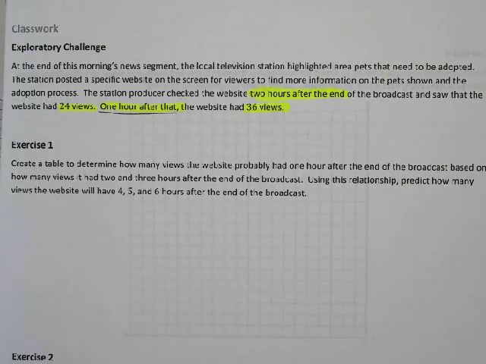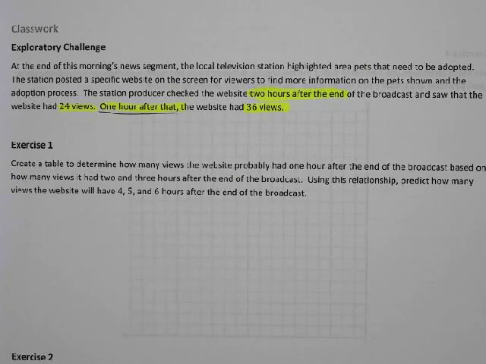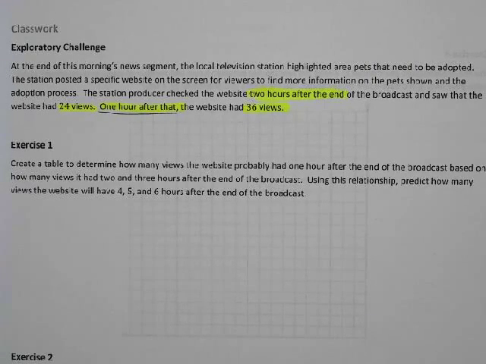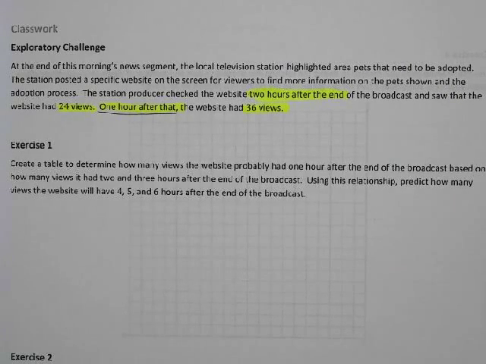Lesson 15 in the book starts with an exploratory challenge. It states at the end of this morning's news segment, the local television station highlighted area pets that need to be adopted. The station posted a specific website on the screen for viewers to find more information on the pets shown in the adoption process. The station producer checked the website 2 hours after the end of the broadcast and saw that the website had 24 views. 1 hour after that, the website had 36 views.